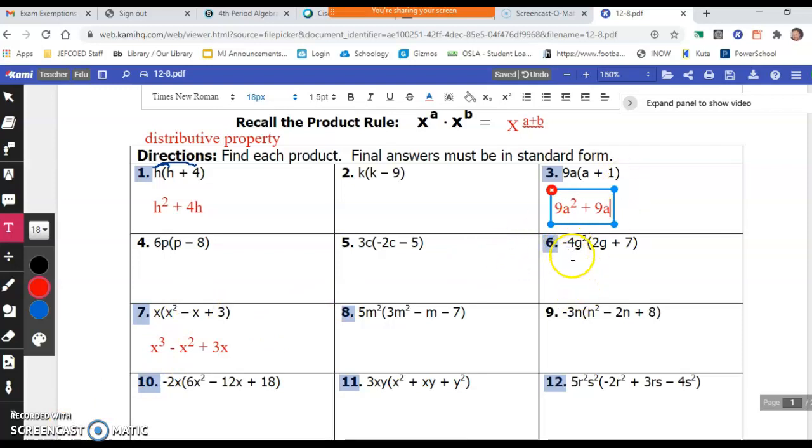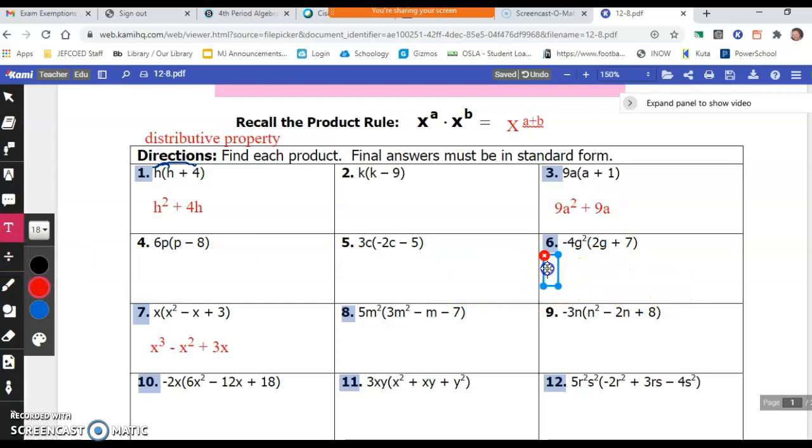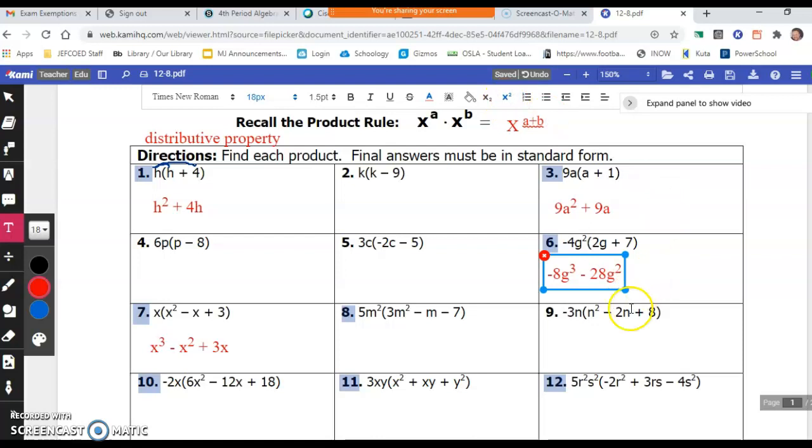All right, we got a negative 4g squared times 2g. So we've got the negative 4 times the 2. That's going to be what? Negative 8. G squared times g, that's going to be what? G to the third. Remember, recall our product rule. Add our exponents when we're multiplying. Okay? Now distribute the negative 4g squared to the 7. So really, it's just negative 4 times the 7 is going to be what? Negative 28, or minus 28. And that's just going to be g squared.